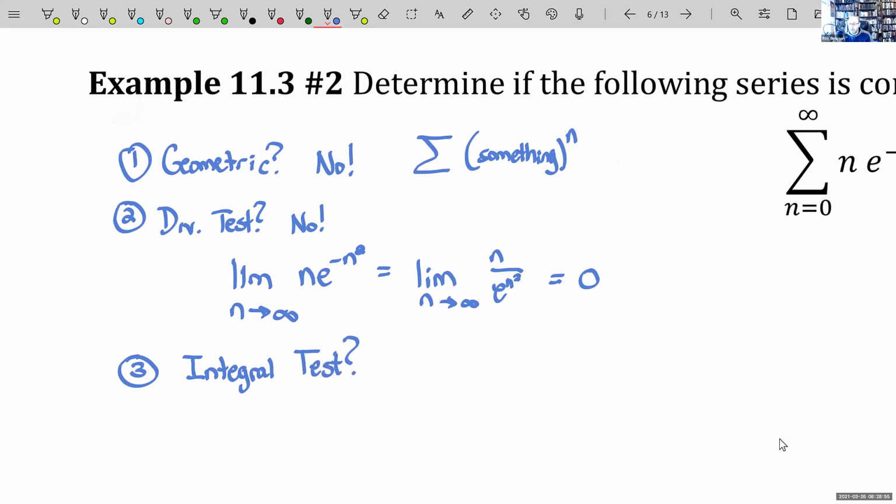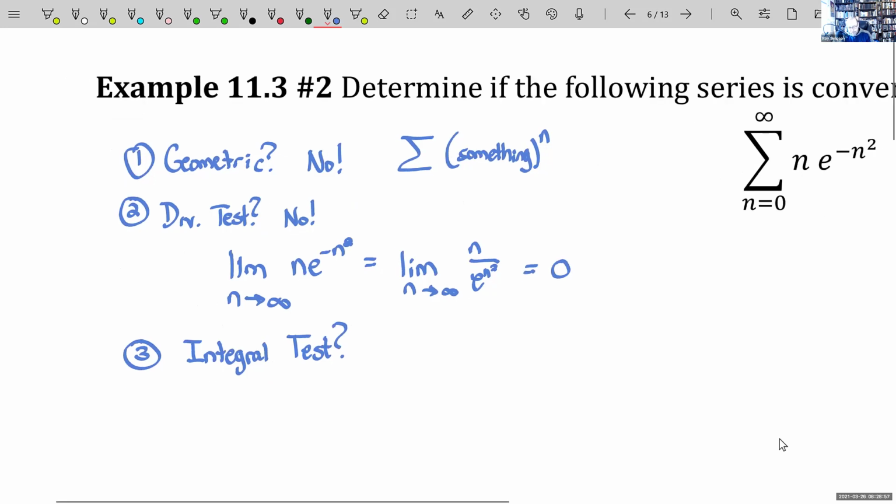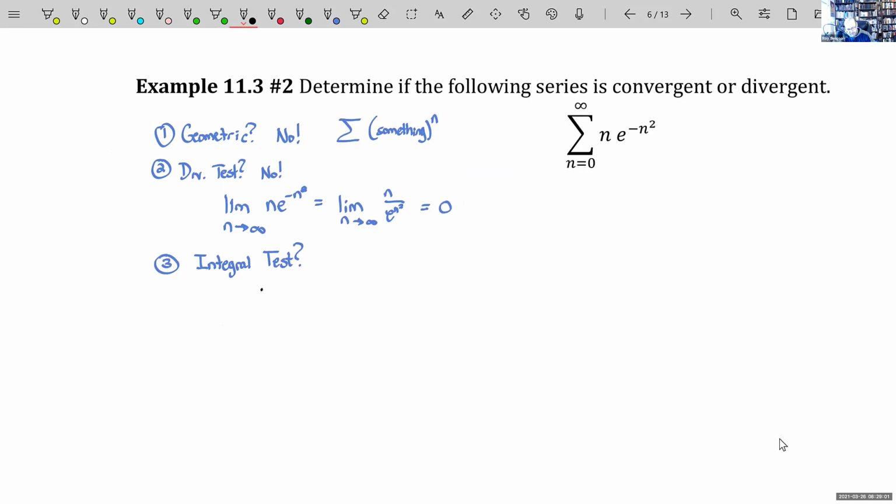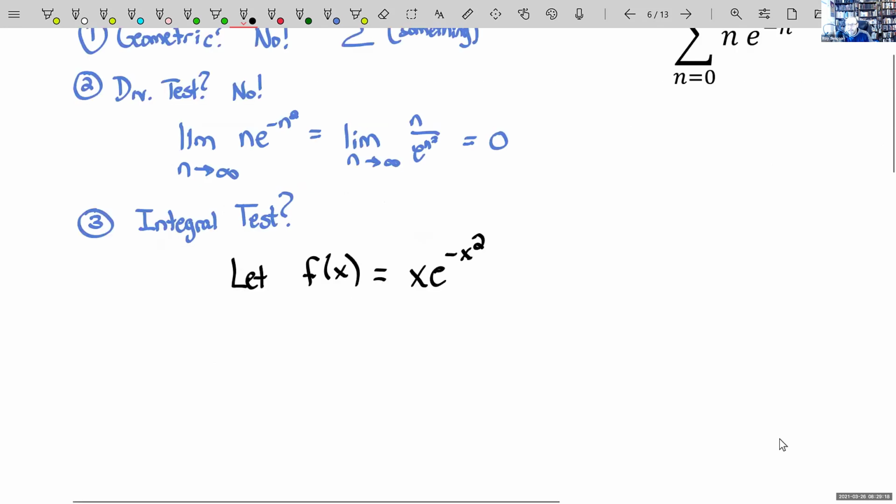Well, to apply the integral test, again, we have to first create a function. That's kind of the easiest part. We're going to just let f of x equal x e to the negative x squared. I think that's a good way to write that. So we'll start that. And then we just need to mention the 3 conditions.